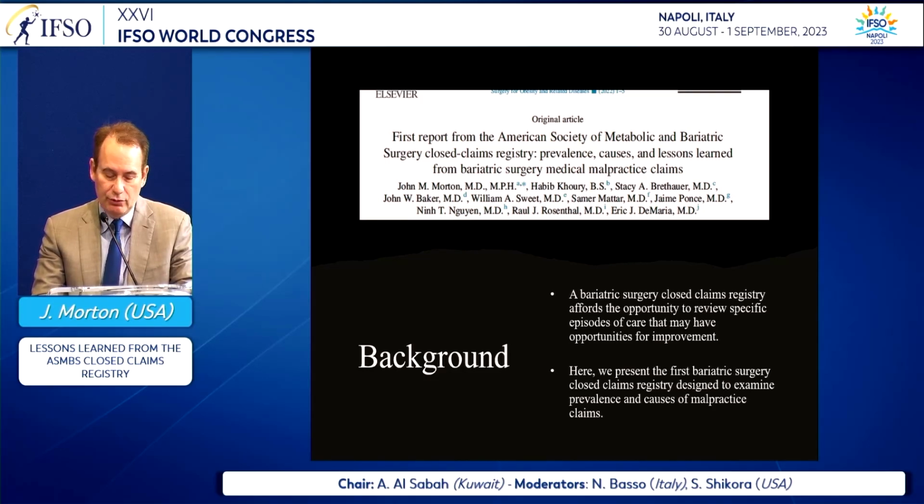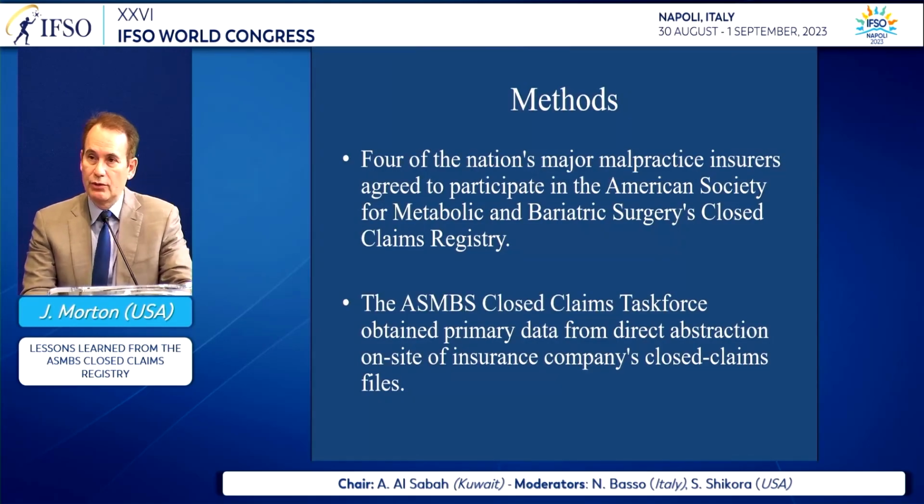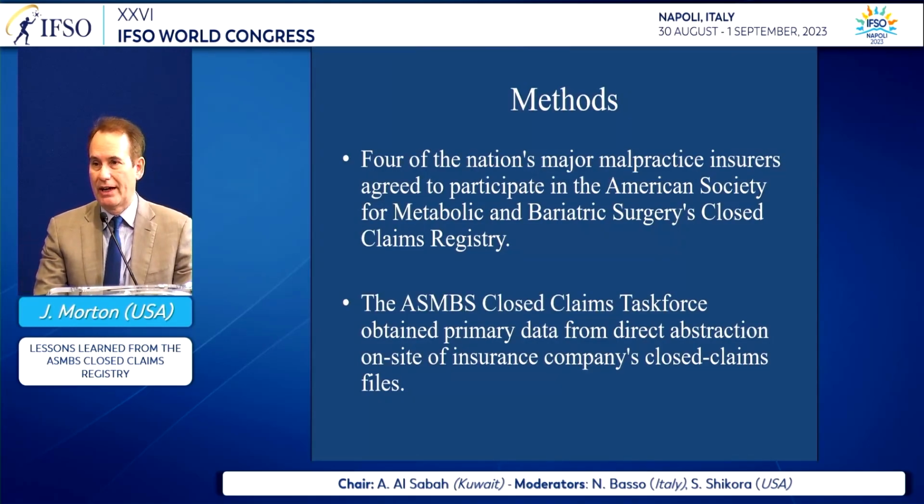And I'll share with you what we did with this closed claims project. So what we did is we went to some of the major malpractice firms in the United States, the insurance companies, and there were 4 of them. So we were able to get roughly about 70% of all the medical malpractice claims in the United States. They didn't allow us to take the data out of their institution. We had to go visit them and get the data in person.